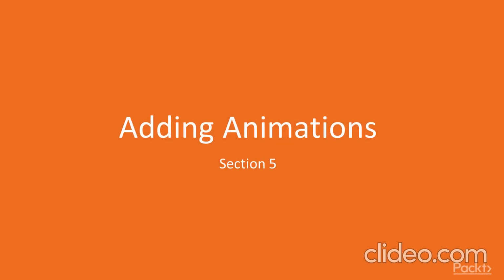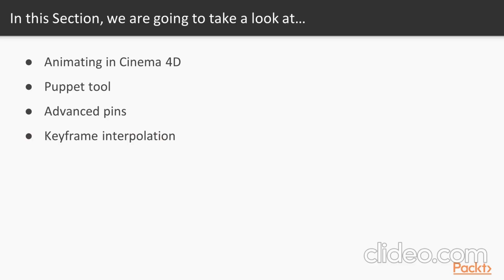In this section, we'll be adding animations. We'll learn how to animate in Cinema 4D, how to use the Puppet tool, how to work with advanced pins in the Puppet tool, and how to do keyframe interpolation.